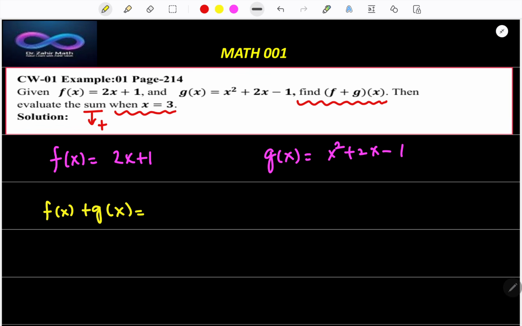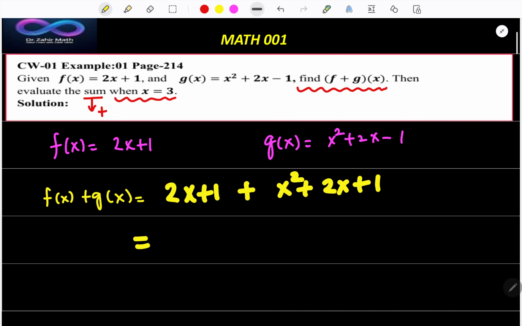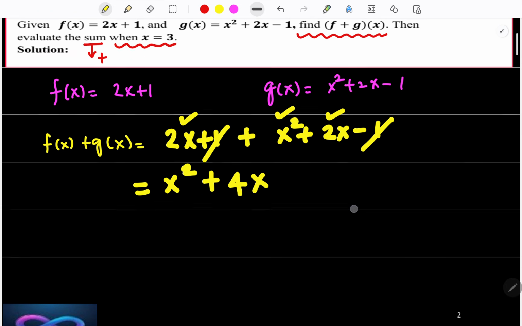Right. So what's your f of x? 2x plus 1. What's your g of x? x square plus 2x minus 1, which is equal to, right? We are going to add these two functions. So now x square, only one term is there. There is a 2x, there is a 2x. So plus 4x, right? And this plus 1 and this minus 1 get cancelled, or you can say 0.